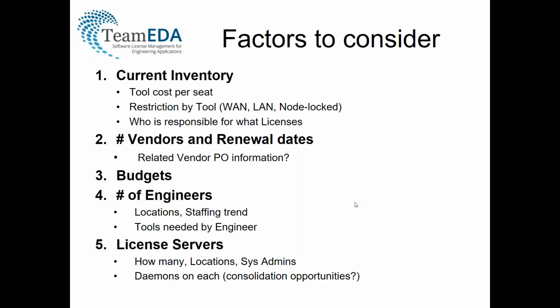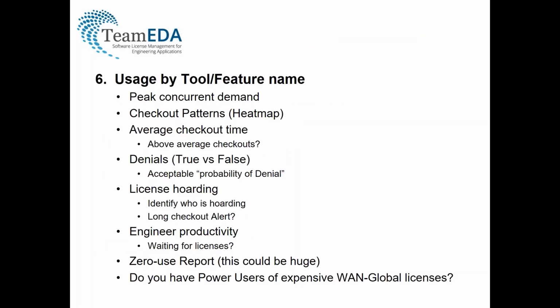But probably the biggest factor to consider is what the usage is by tool, by feature name. In this world, you buy tools, the vendor sends you a license file full of features, and we track usage by feature. Sometimes the feature is a specific tool, sometimes it's just part of a tool. You need to be aware of that and make sure the feature names are easy to read. Sometimes the feature names are quite complicated. The feature name is given by the vendor.